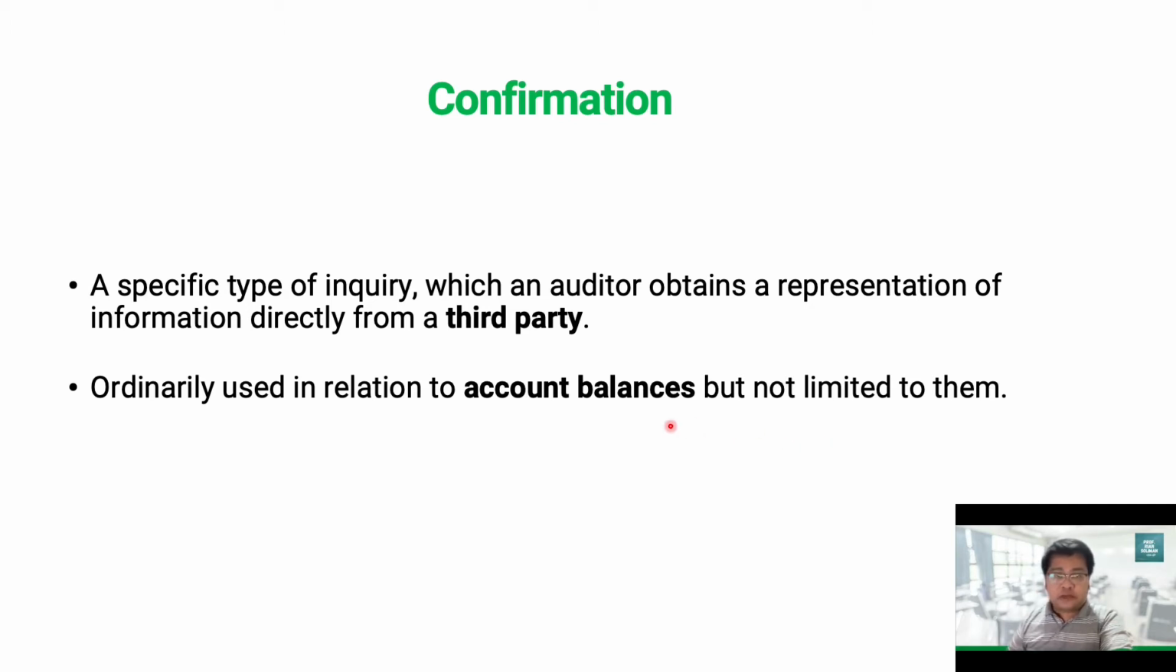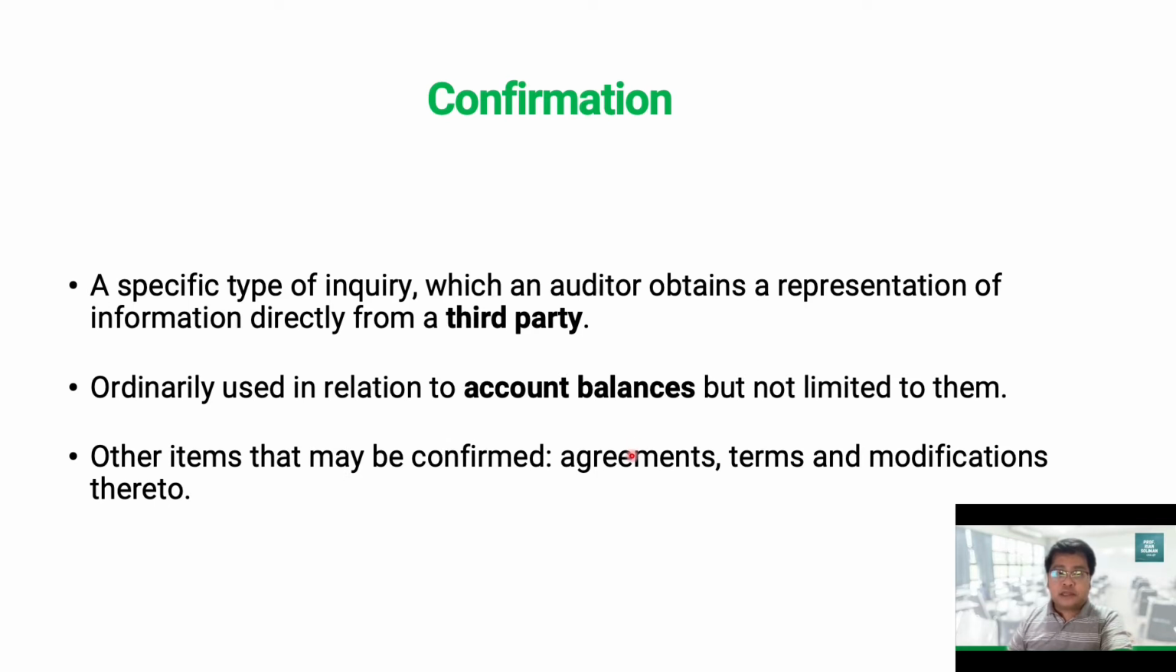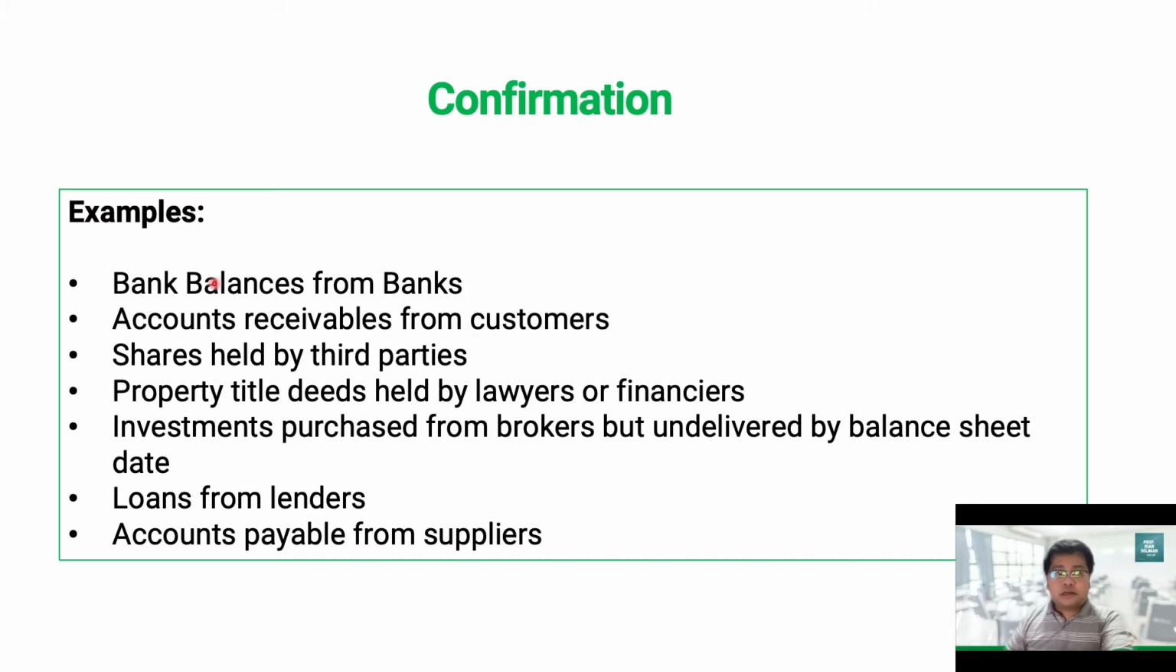Because we can also confirm agreements, terms and conditions, for example, agreements with the bank, or terms and conditions related to a contract with the customer. So it's not limited to determination of account balance in the statement of financial position of our client. So these are the most common examples of items that are being confirmed in an audit, although this list is not exhaustive, okay?